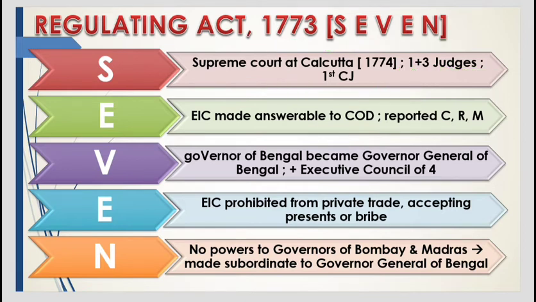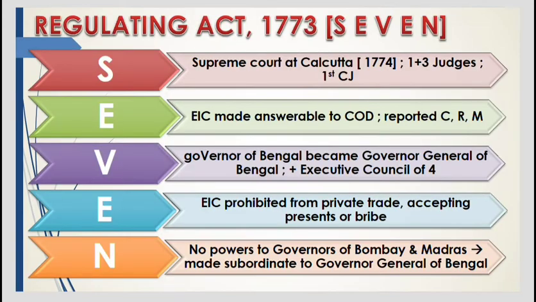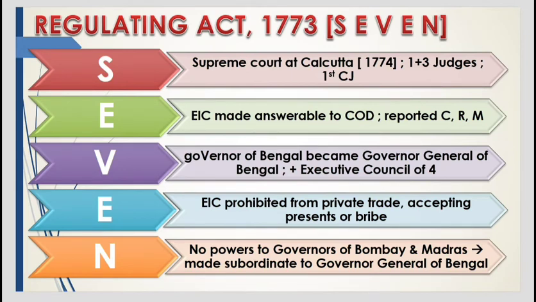Next, E stands for East India Company was made answerable to Court of Directors. Here EIC is British East India Company and COD is Court of Directors, and it reported civil, revenue and military affairs. Next, V stands for Governor of Bengal became Governor General of Bengal. This is very important in the sense that Lord Warren Hastings was the last governor of Bengal and became the first Governor General of Bengal. Okay, so an executive council of 4 members was also created and which was working under him to assist him.